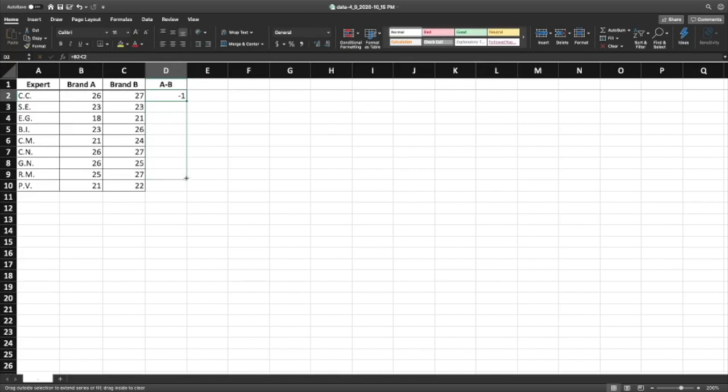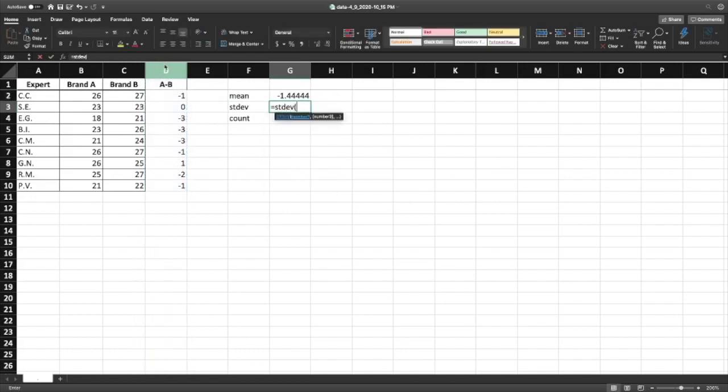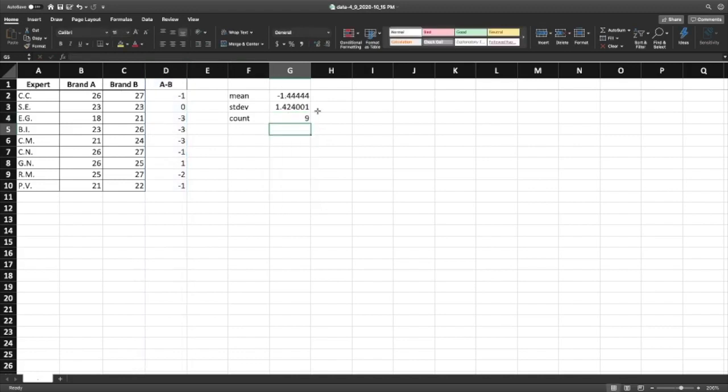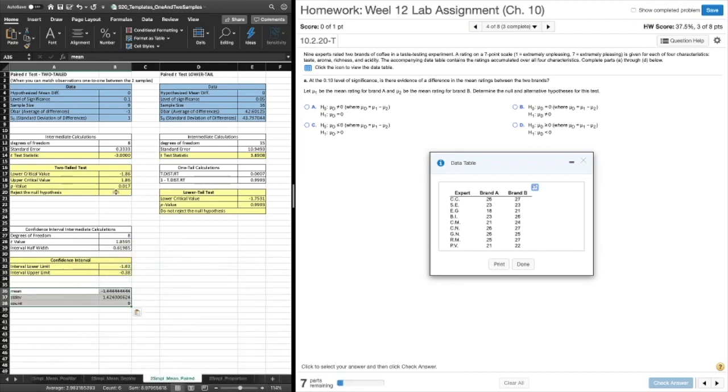Okay, and I drag it out, and then I get the mean, the standard deviation, and the count. Here it's only 9, it's easy to count, but if you had more data, you can just do it this way. All right, let me just copy these values. Okay, so I'll just paste the values right here so I can read them off easily.